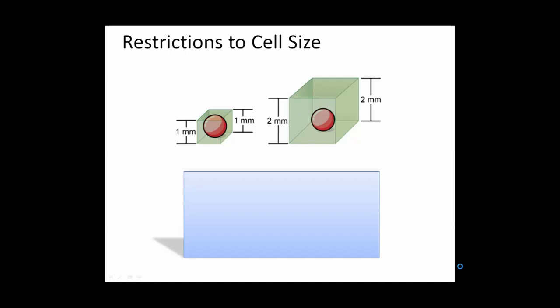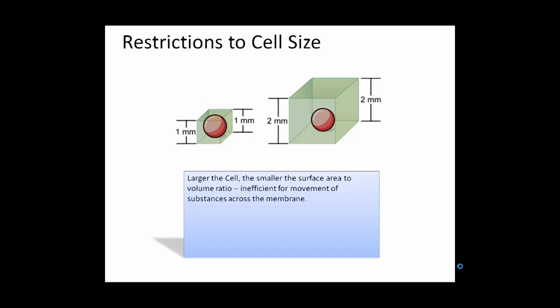The cell can only be as big as it can transport wastes out and bring in the amount of nutrients it needs. The bigger it is, the more waste it produces, the more nutrients it needs. So there are restrictions to cell sizes. The bigger the organism, we don't get bigger cells. The cells stay the same size. It all has to do with transporting substances efficiently into and out of the cell.